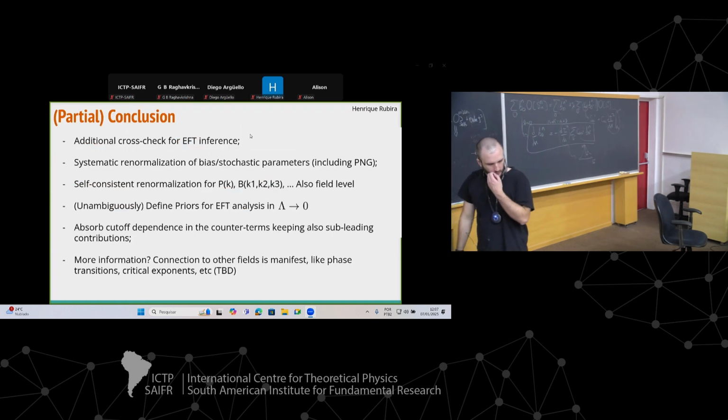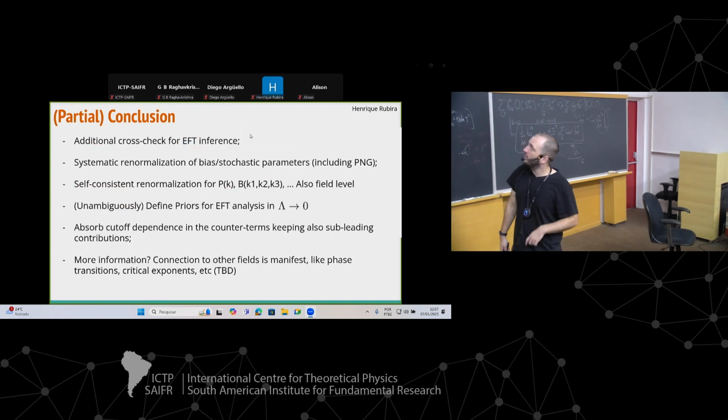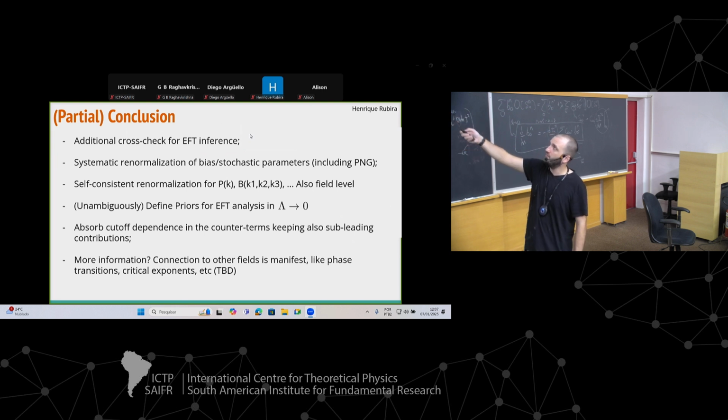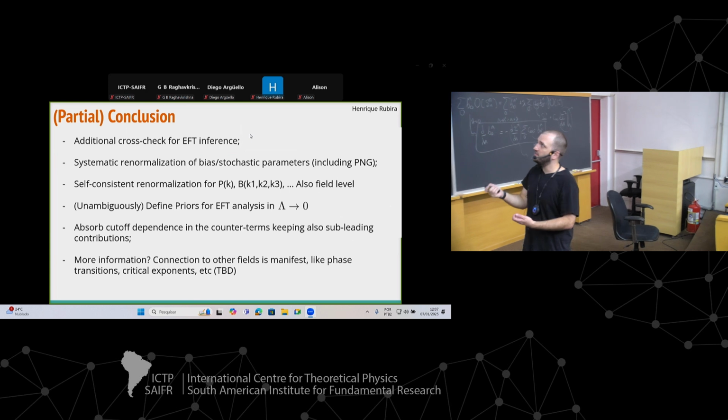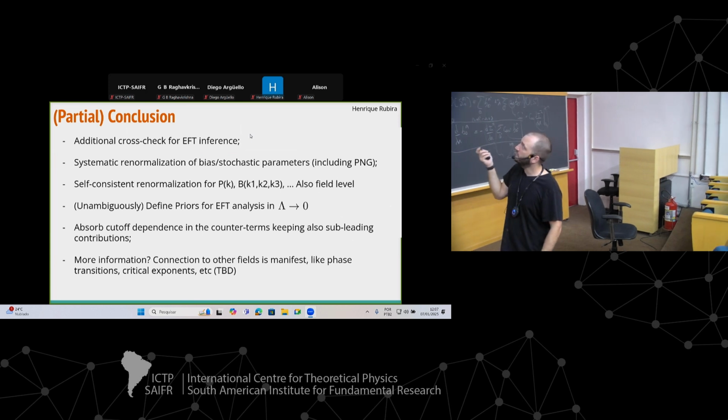So the reason why I think it's useful, and to conclude, I think it's useful for extra cross-checks of EFT inference, because as I mentioned, you can compare the prediction that you had for the running with what you see in simulations and see if there is anything missing. Also, it's a very systematic way to renormalize the bias and stochasticity parameters, also including primordial non-Gaussianities.